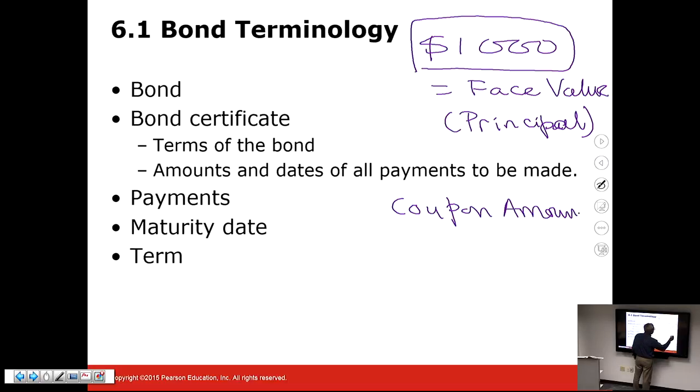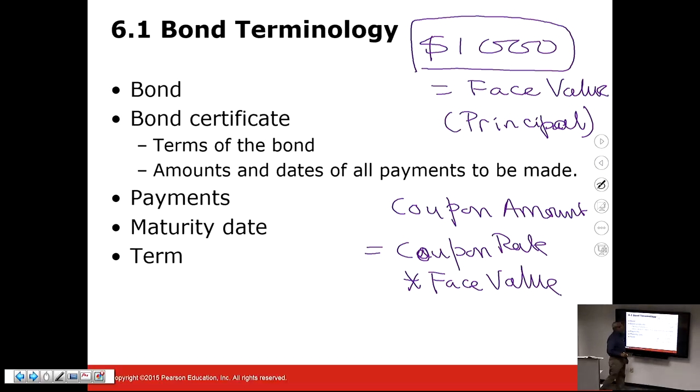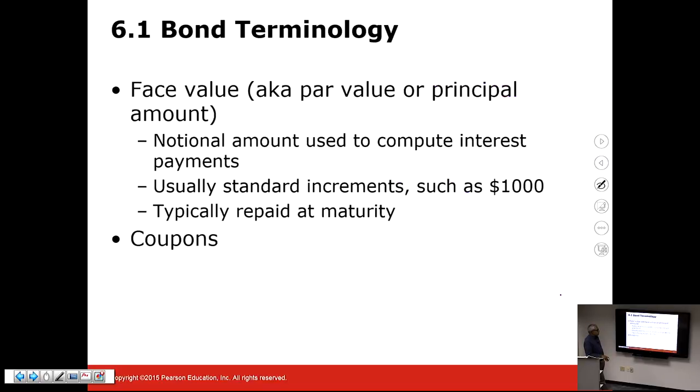And the coupon amount is equal to the coupon rate that will be stated on the bond contract multiplied by the face value. So if the coupon rate is 5% and face value is 1,000, then the periodic coupon amount would be $50 per year, if the coupon rate is generally stated in annual terms. So those are the payments that will be made over the life of the bond.